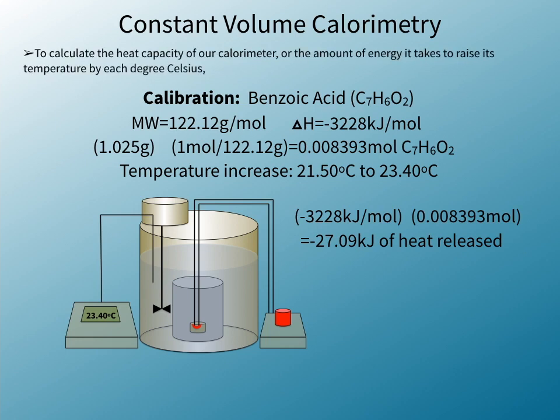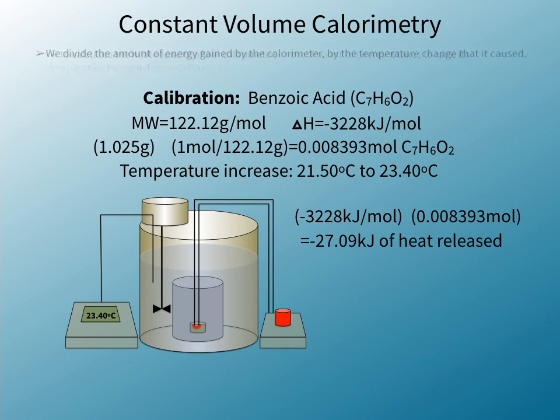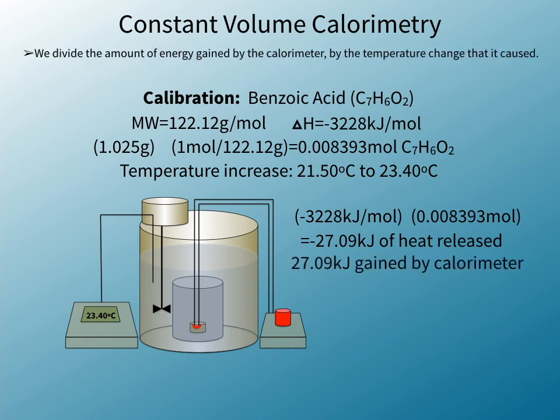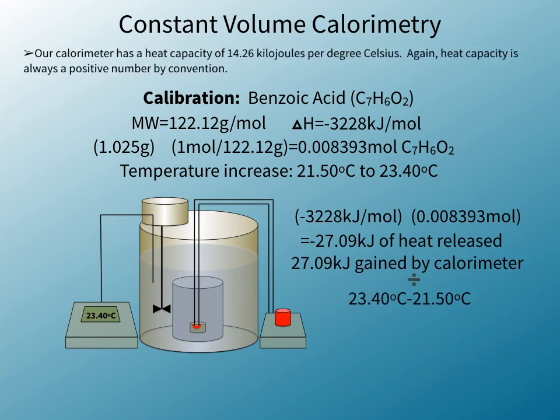To calculate the heat capacity of our calorimeter, or the amount of energy it takes to raise its temperature by each degree Celsius, we divide the amount of energy gained by the calorimeter by the temperature change that it caused. Our calorimeter has a heat capacity of 14.26 kilojoules per degree Celsius. Again, heat capacity is always a positive number by convention.